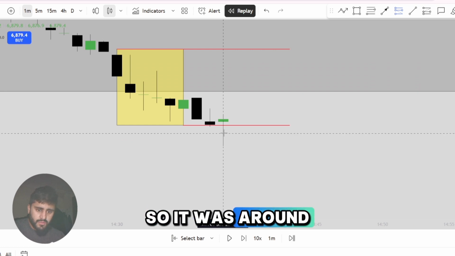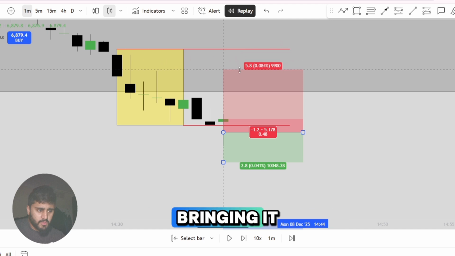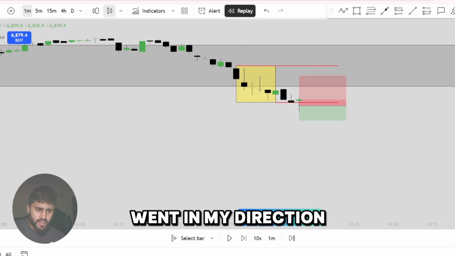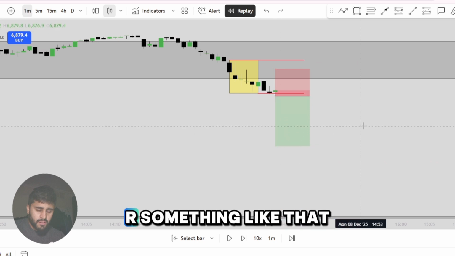So it was around here. And I had my stops initially above the 5-minute high, but I was comfortable bringing it down as the trade went in my direction. And I was basically targeting about, let's just say, 1.8R, something like that.